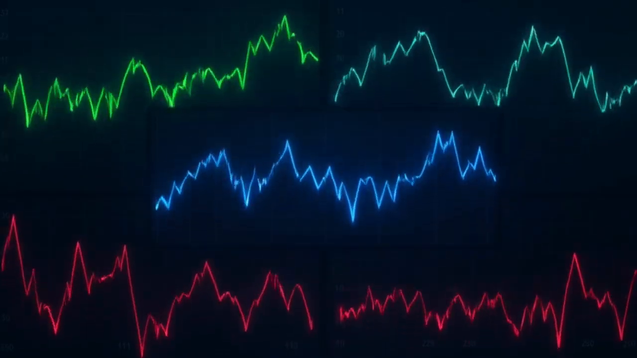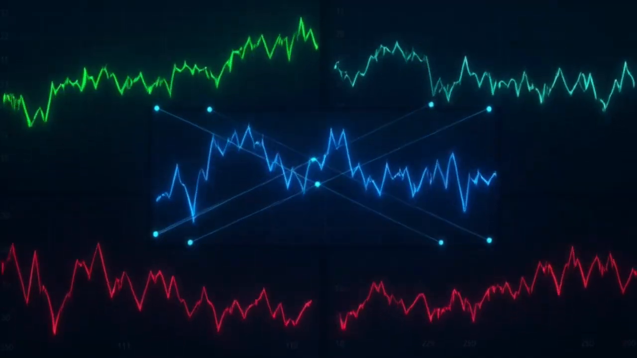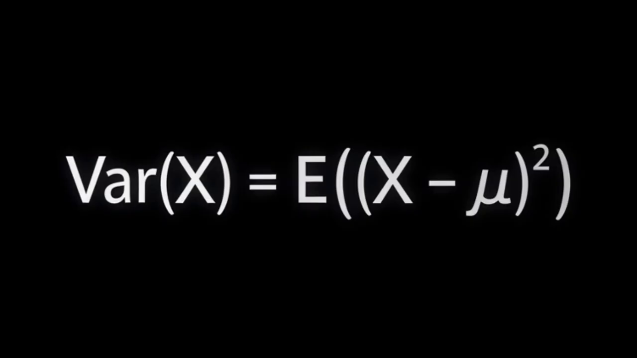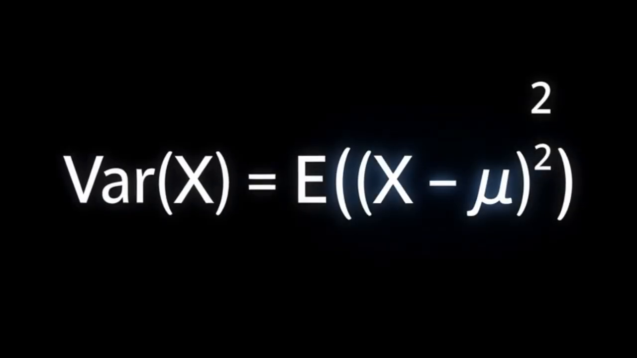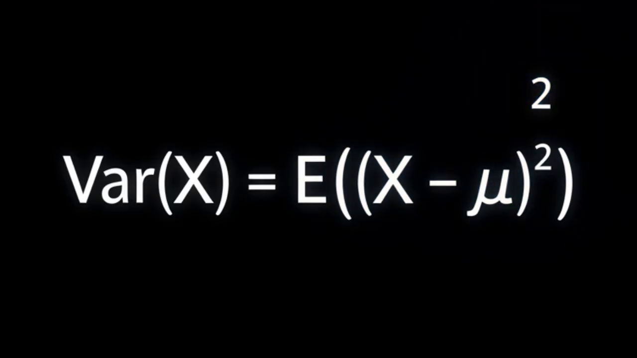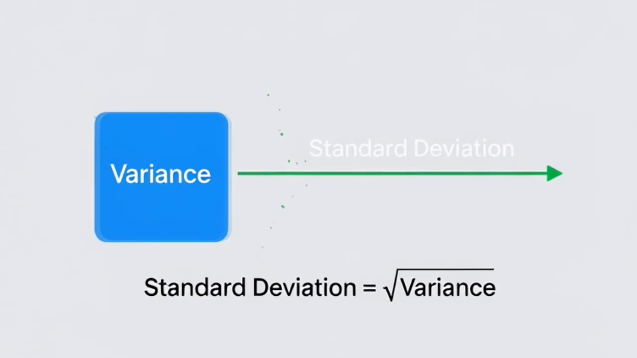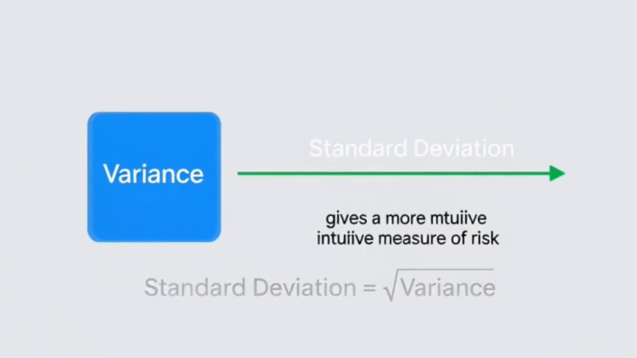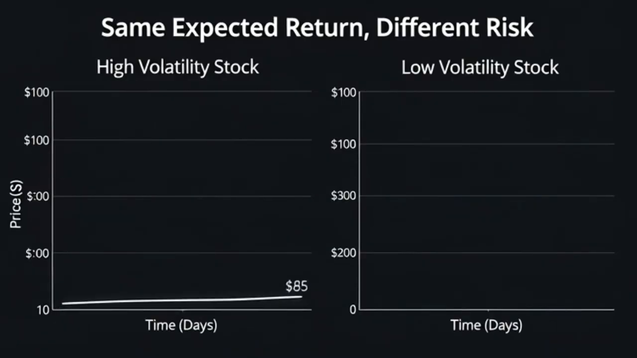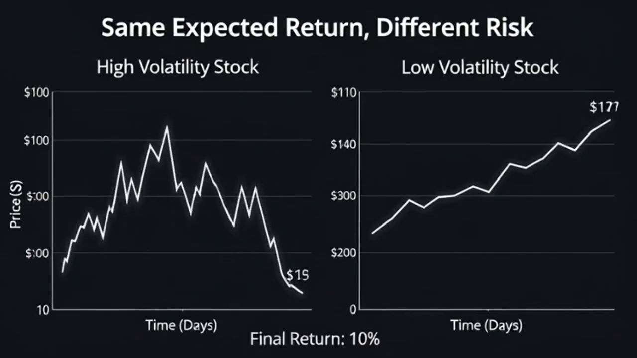After estimating returns, the next step is measuring risk, which represents how much returns fluctuate over time. Variance measures the average squared deviation of returns from their expected value, showing how widely data spreads. Standard deviation is simply the square root of variance and gives a more intuitive measure of risk. Two assets can have the same expected return, but the one with higher standard deviation carries much greater risk.